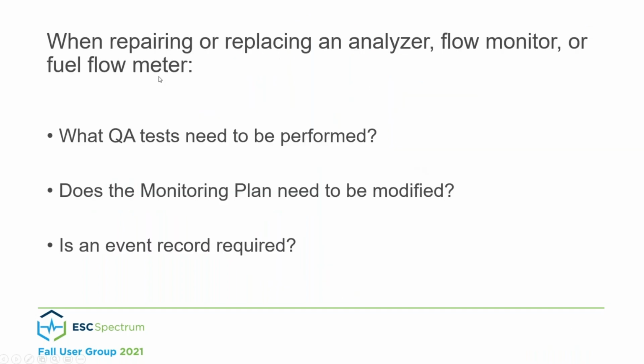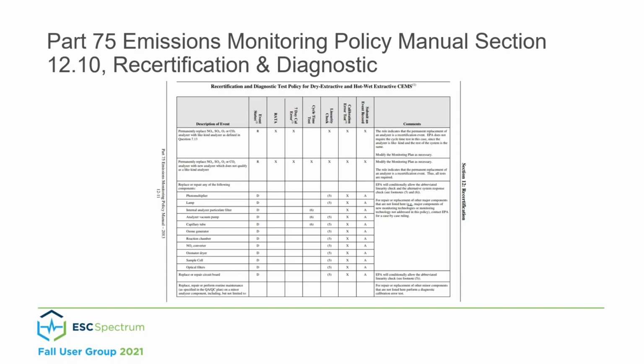First, it's important to recognize what particular event will require what testing. So you need to first ask yourself, what QA tests need to be performed? Does the monitoring plan need to be modified? And is an event record required? To find that out, I like to go to the policy manual. This should offer all the information you need. I found it easily by Googling Part 75 emissions policy manual, and the EPA website should direct you to it.